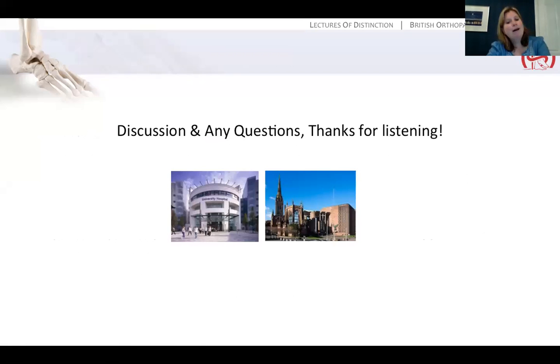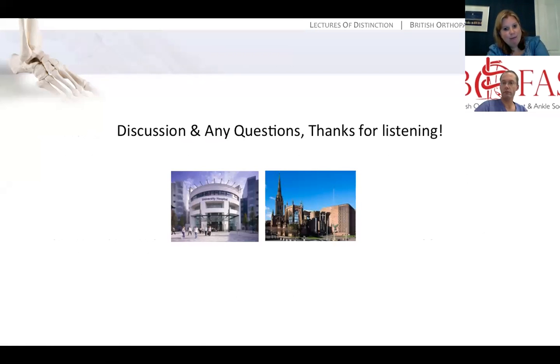Okay, so I think we're going to move on to a discussion now. This is sunny Coventry, the two cathedrals, and that's the hospital where I spend a lot of my time. Good, thank you very much for listening. I know it's late in the evening.